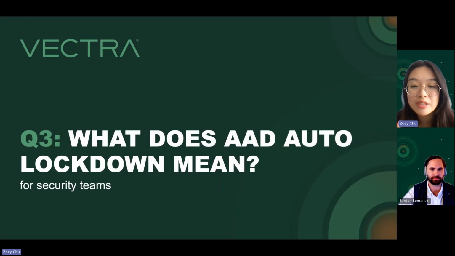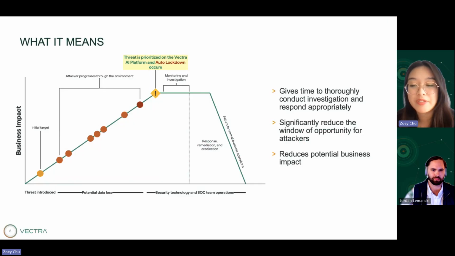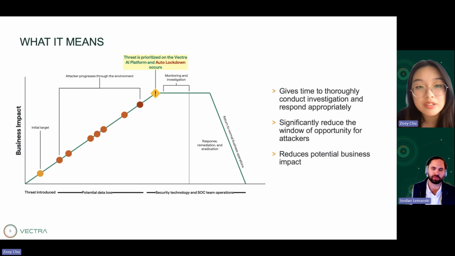So what does this auto lockdown feature mean for our security teams? I think you touched on this, but diving deeper into it now. What this feature ultimately means is that Vectra automatically stops potential Azure AD and M365 attacks, specifically within the first few minutes before the damage is done. That piece is really key.